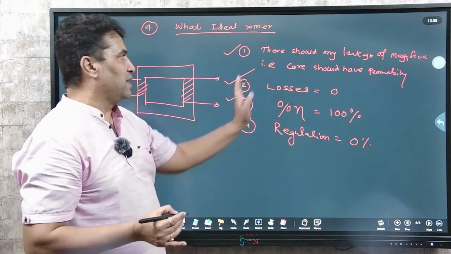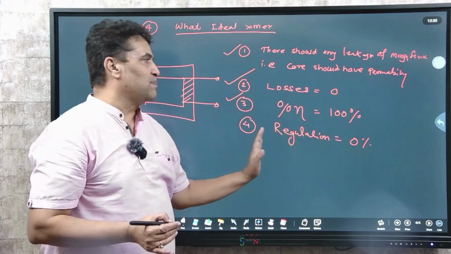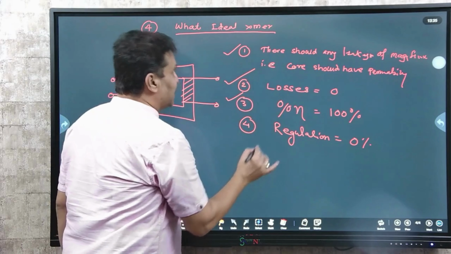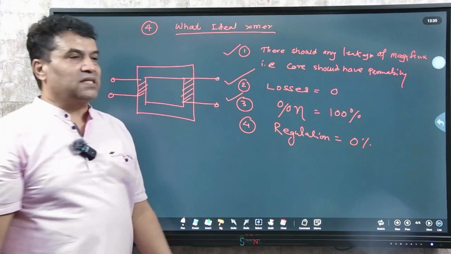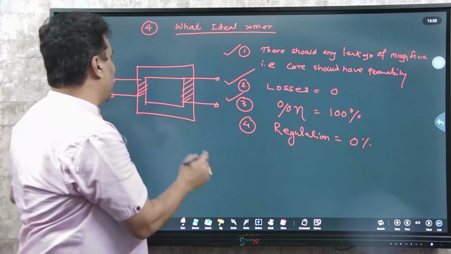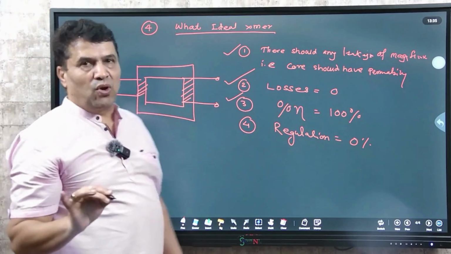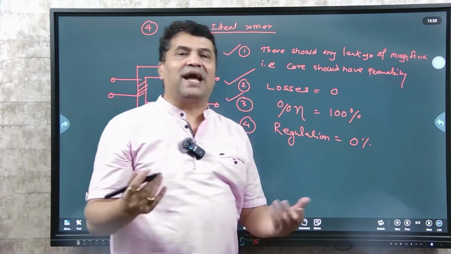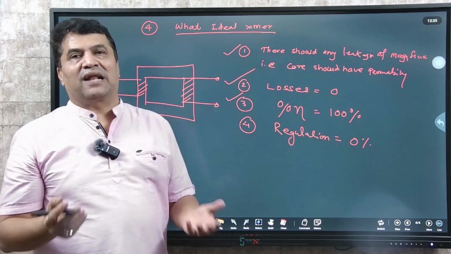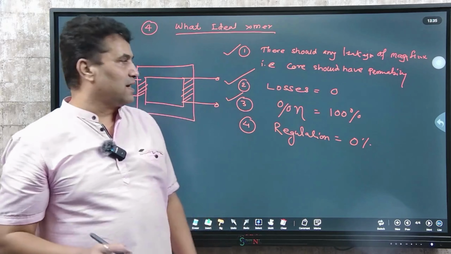So no leakage of magnetic flux, high permeability, losses equal to 0, percentage efficiency is 100%, and regulation equals to 0. So when any transformer satisfies these four conditions, such a transformer is called an ideal transformer. So for 4 marks, you have to write: no leakage, core should have high permeability, no losses, efficiency 100%, and regulation should be 0%. When any transformer satisfies these requirements, such a transformer is called an ideal transformer.